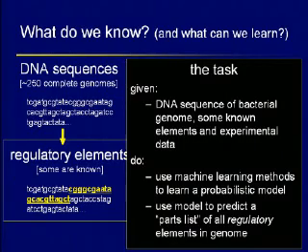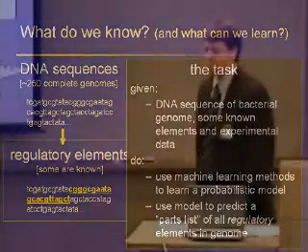However, my research is only focused on the element side of things, and that's what I'm going to talk about today. So the task that I'm going to be talking about is the following. I'm assuming that we have the complete DNA sequence of a bacterial genome, and we have some known elements that we're going to use for training, and I'm going to talk more about exactly what these elements are in a second. And we also optionally have some experimental data that we can use as well.